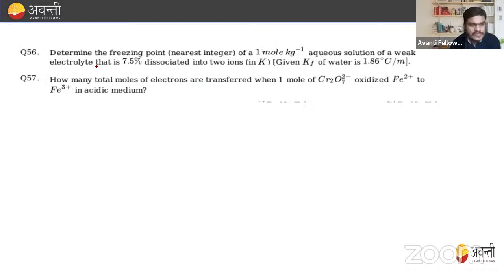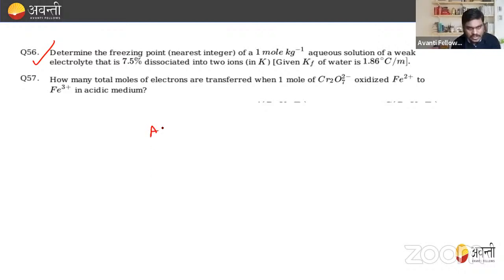That is question number 56. Right? What does question 56 ask, beta? You have to determine the freezing point, to the nearest integer, of a 1 mole per kg aqueous solution of a weak electrolyte that is 7.5% dissociated into 2 ions. Give Kf of water is equal to this.